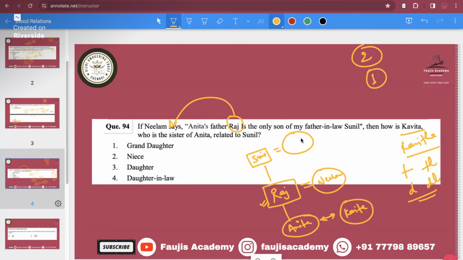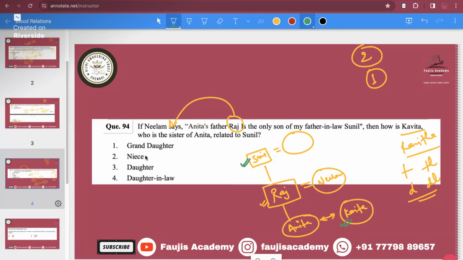Then how is Kavita, who is the sister of Anita, related to Sunil? Kavita and Sunil. How are they related? 3 generations. So obviously there will be something like granddaughter or something like that. Harita, what do you think is the answer? The granddaughter, sir. Yes. Okay.